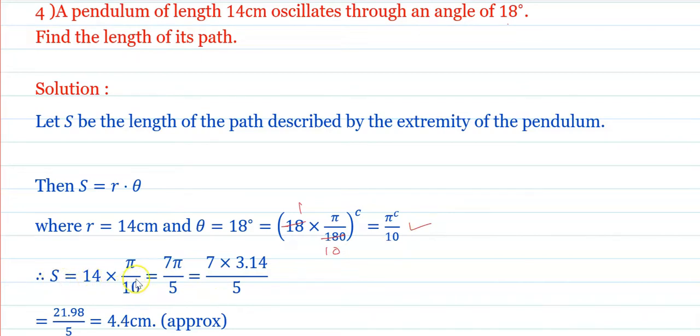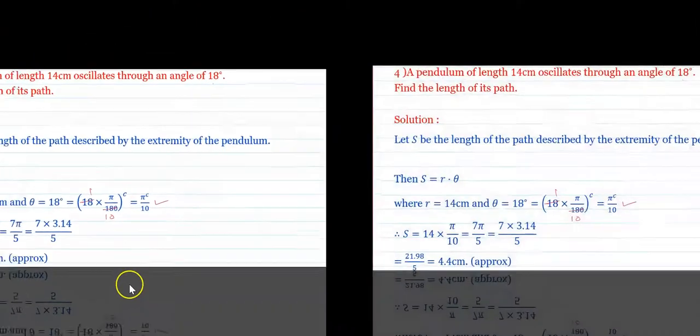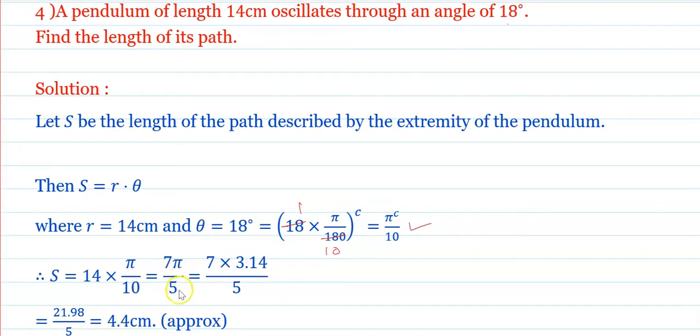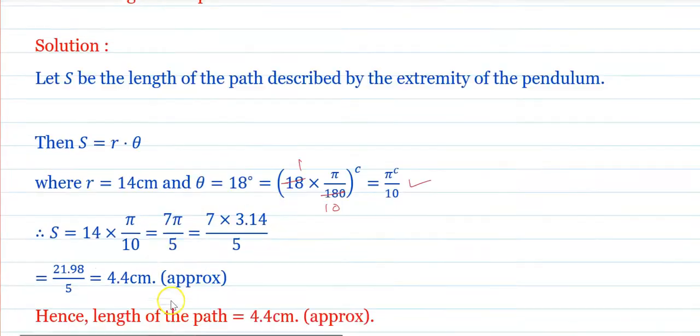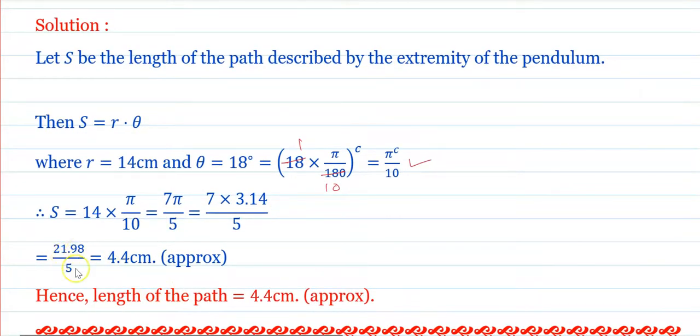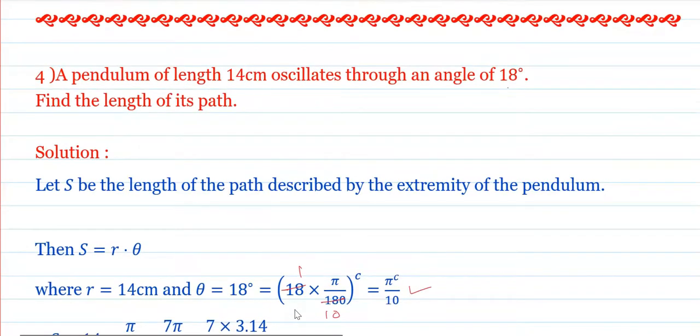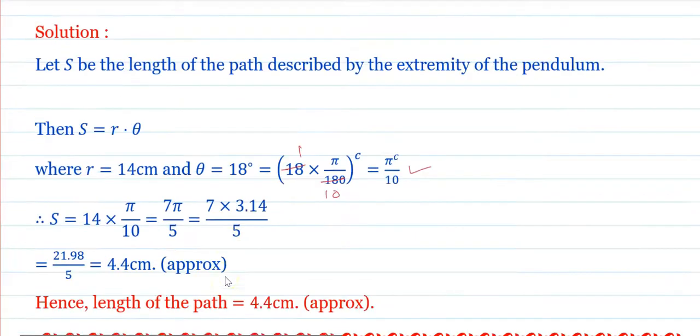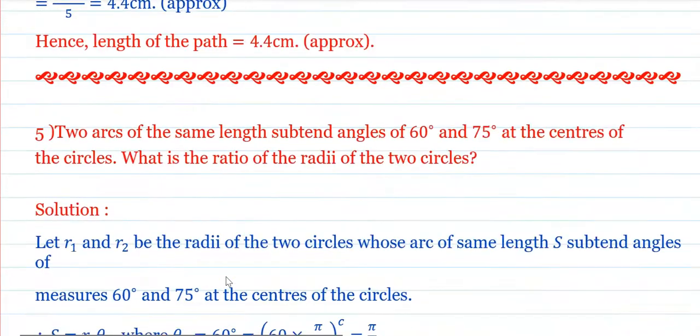S is equal to r theta. The value of r is 14 into, and theta is pi by 10. And again, if we simplify, then you will get 7 pi by 5. The value of pi is 3.14. And again, the simplification, you will get here 21.98 upon 5. That is equal to 4.4 centimeter approximately. And hence, the length of path is equal to 4.4 centimeter. तुम्ही ते calculation करू शकताय. This is the length of the path. Now the next problem.